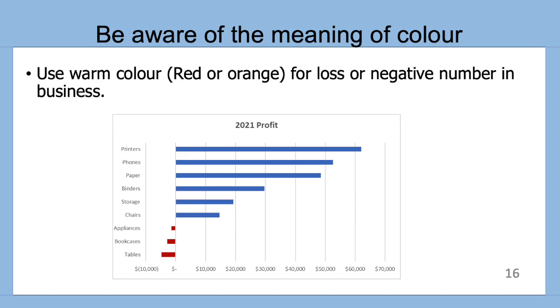Now, overall, when you're choosing to use color, you must be aware of the meaning associated with certain colors. In business, you really want to use a warm color like red or orange to represent loss or negative numbers. And in this bar graph example, the red bars represent categories that had negative profit.